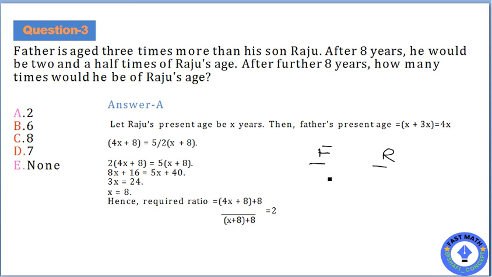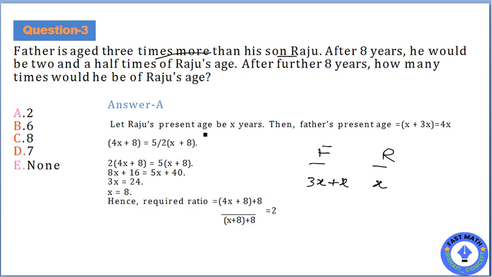In this, Raju's age you assume as x. What will become of the father's age? As per the problem, the father's age is 3 times more than his son's age. That means the son is x, which we have already considered. What will it become? It is 3x plus the son's age x. That means it is 4x.